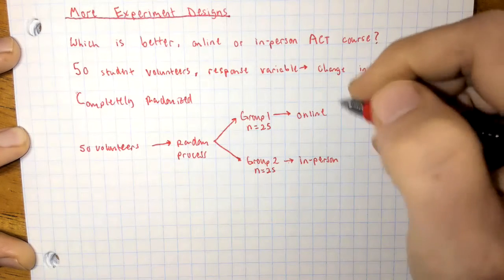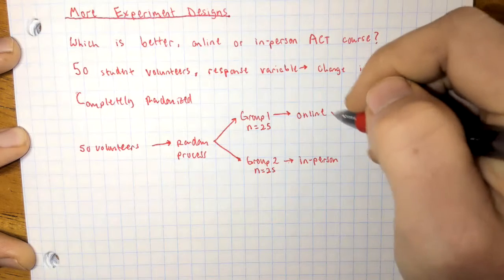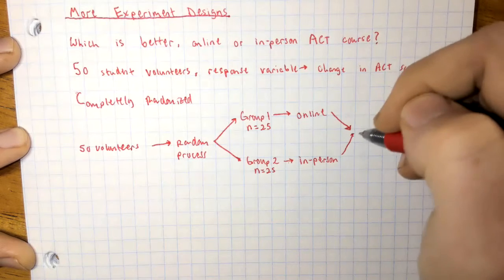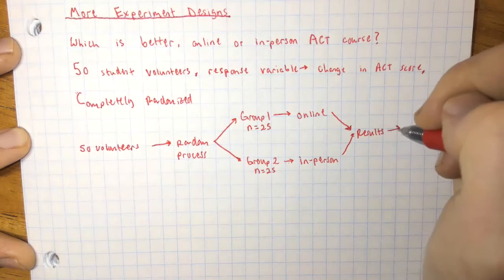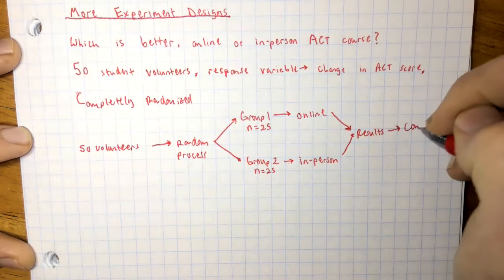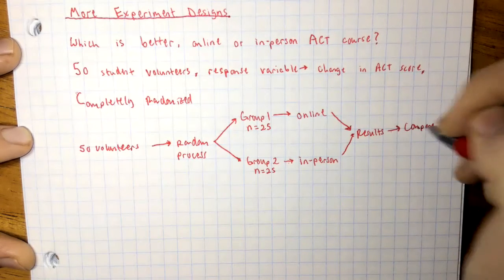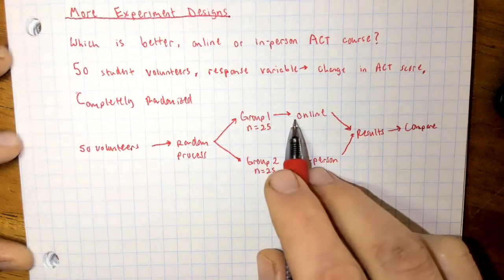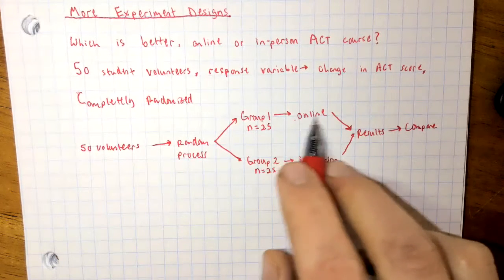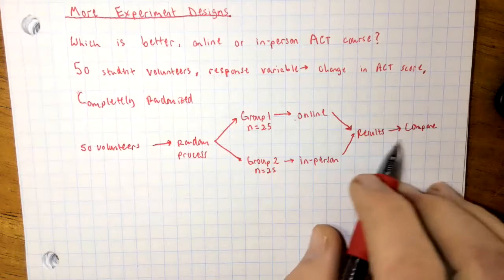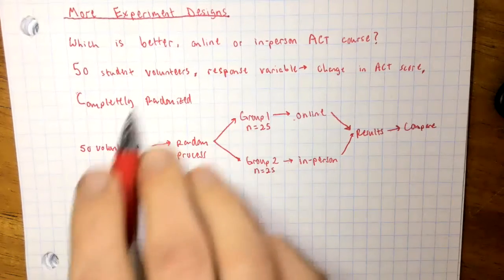We'll do this for so long, then they'll eventually take the ACT. We'll gather those results, pull them together, and then we can compare the effectiveness of the in-person prep course or the online prep course for the ACT. So there's some issues with the completely randomized design.